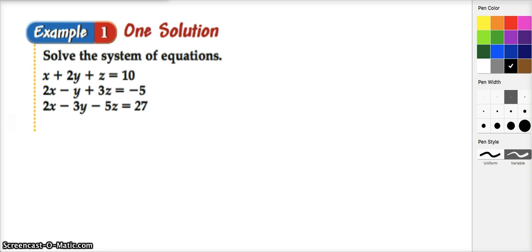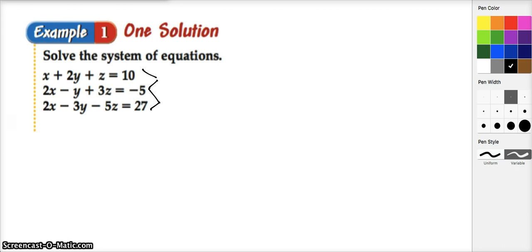So first thing we've got to do is get rid of one variable. It has to be either x, y, or z. I just look at the problem and decide which one is easiest for me to do. It looks like it might be easy to get rid of x. So I'll grab these two equations and get rid of x, and I'll grab these two equations and get rid of x. I'll show you what I mean.